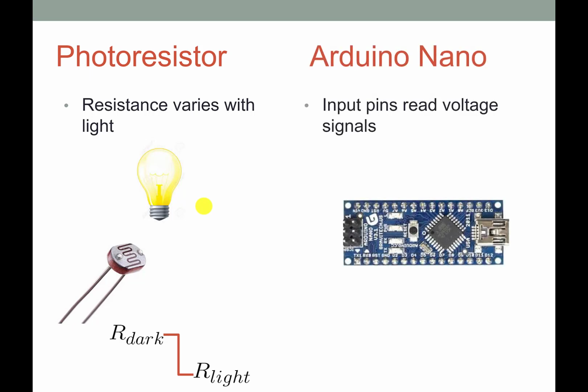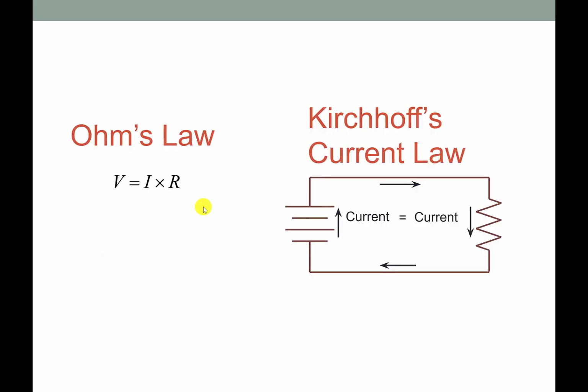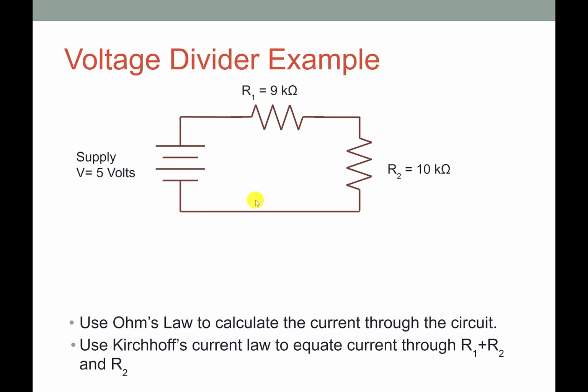Unfortunately, its input pins read voltage signals, not resistance. It can't tell the resistance of a resistor unless we hook it up correctly. So let's talk about how we're going to do that. We will use a couple of things that we've talked about already. We've talked about Ohm's law, and we're going to use Kirchhoff's current law, and we're going to use a circuit called a voltage divider.